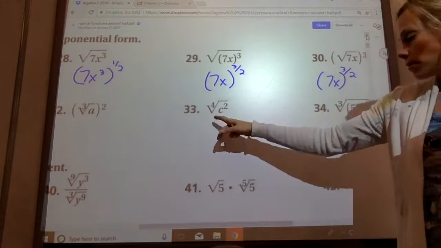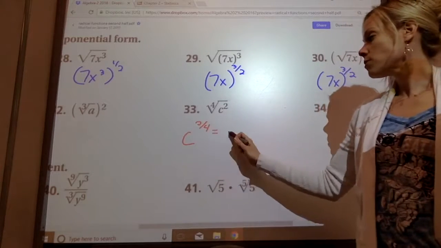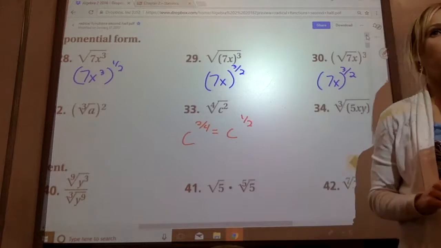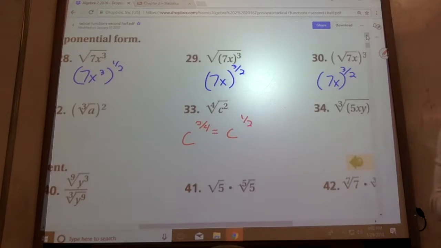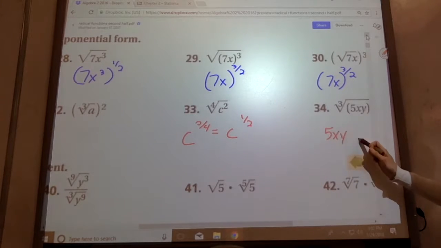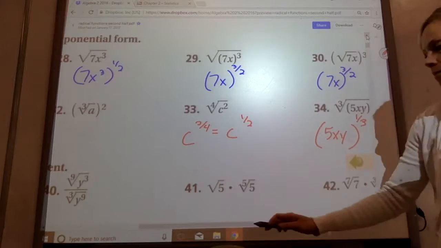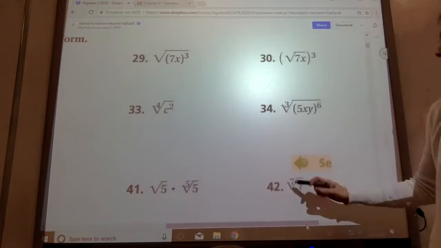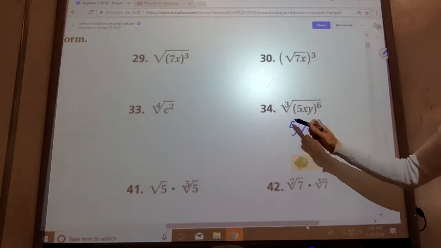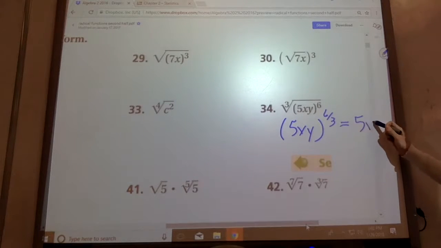How about 33? What would that be? C to the 2/4, which is 1/2. If you can ever simplify that, go ahead. And this one would be 5xy to the, oh, is there a 2 there? 1/3. 6 there. So this would be 5xy to the 6/3, which is 2. So you were right. Be confident. Come on, right?